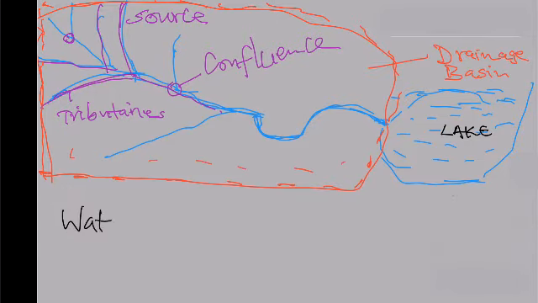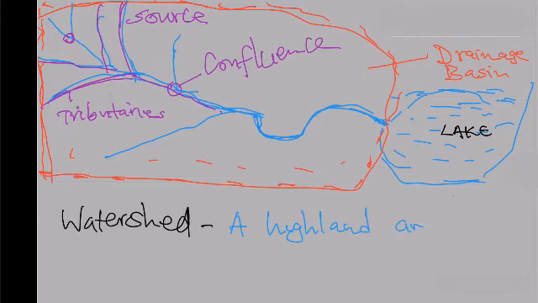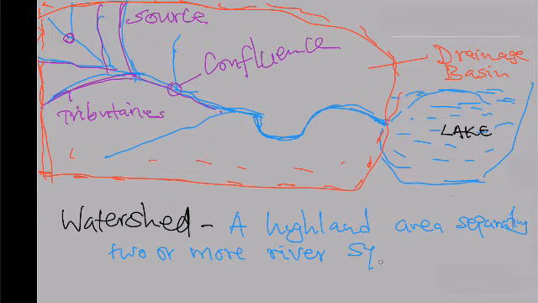So next we have the watershed. So this is an island area that separates two or more river systems. So any river that originates outside the watershed will definitely drain its water into another river.